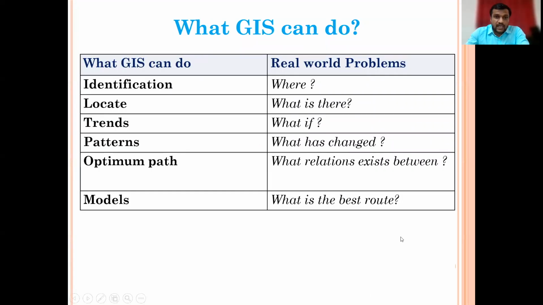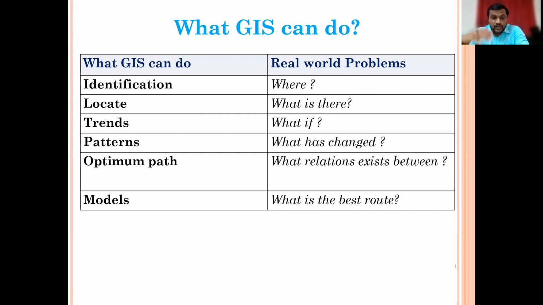So GIS can do anything, or GIS is used to solve any real world problem. It can be used for the identification of any feature, to find the location of any object. Then it can be used to see the trend, the changing pattern, what kind of ongoing changes are there. It can also be done by GIS.